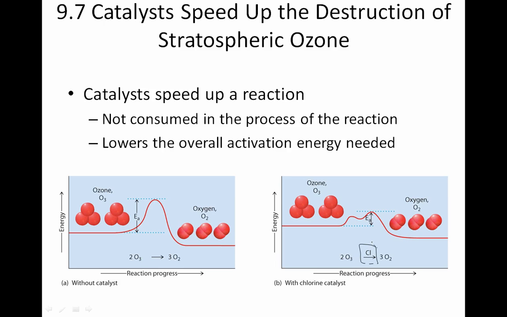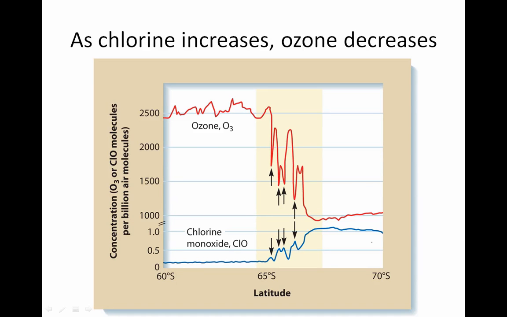So how do the catalysts speed up a reaction? These 2 points right here. Well, they're not consumed, and they lower the overall activation energy. How? By increasing the number of collisions. So here's an example that kind of showed scientifically that chlorine was in fact a catalyst for this reaction. If you notice on the bottom in blue, chlorine monoxide, as it increased, what happened to ozone? It decreased. So they show this direct relationship between the two. A bunch of other studies, but we're able to prove that chlorine was in fact a catalyst for this ozone depletion.